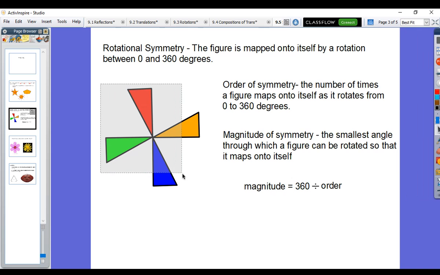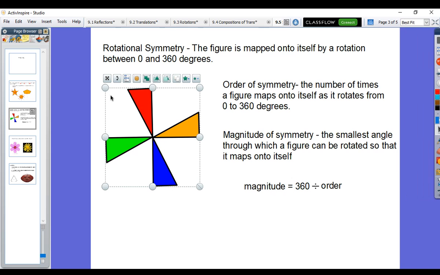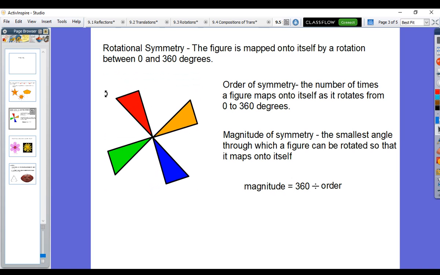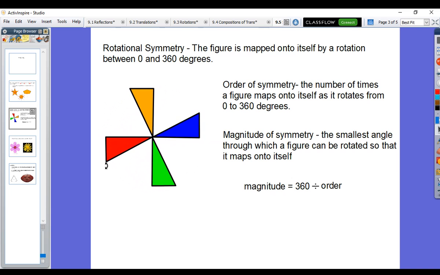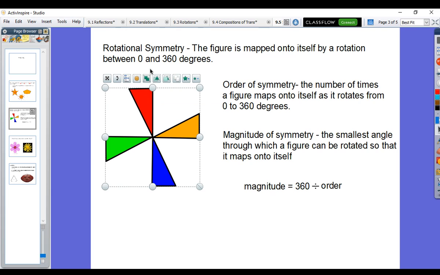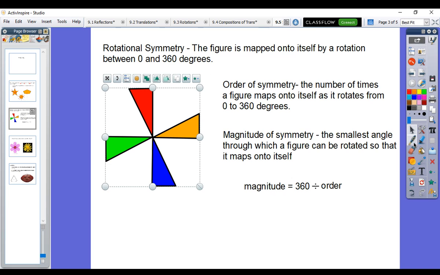Yes, somebody said a number between 3 and 5. You're probably right, but not including 3 and not including 5. So for example, look how it is right now. If I rotate this, that's 1, 2, 3, and 4. I'm able to go 4 times. I get the same picture 4 times between 0 and 360, including 360. So the order of symmetry for this particular shape is 4.